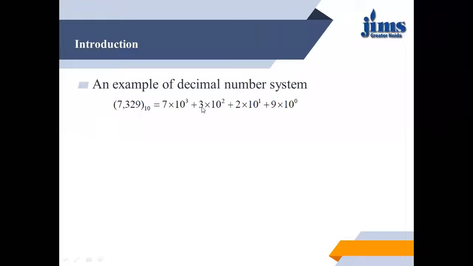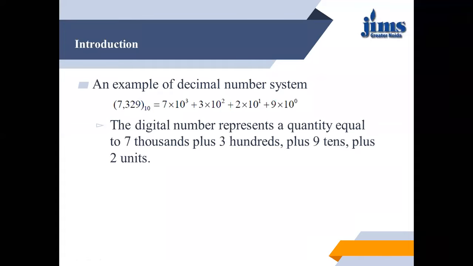Now 3 is represented as 3 into 10 raised to power 2, that is 300. 2 into 10 raised to power 1, that is 20. 9 into 10 raised to power 0, that is 9. Now any number system will be represented in such a way, and when we solve this particular equation, we will get 7329. In this way we represent any number in any number system base.